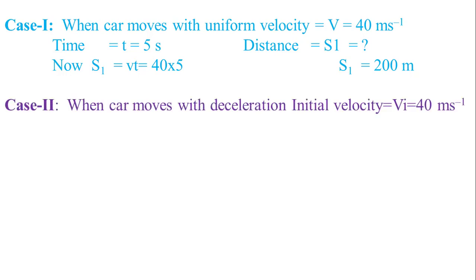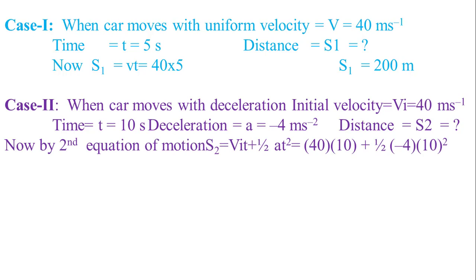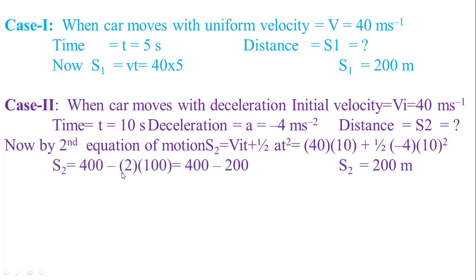Now in case 2, when the car moves with deceleration, with the velocity Vi of 40 meters per second, time t is equal to 10 seconds and deceleration a is equal to 4 meters per second squared. Now for S2 we use the second equation of motion, S2 is equal to Vit plus 1 upon 2 At squared. Putting the values, Vi 40 and time t 10, plus 1 upon 2, acceleration value minus 4, and time 10 squared. Then we solve this equation. S2 is equal to 40 multiplied by 10, 400, and similarly 4 divided by 2 is 2, and 10 squared is 100. Now 100 multiplied by 2 is 200. Then we write S2 is equal to 400 minus 200. S2 is equal to 200 meters.